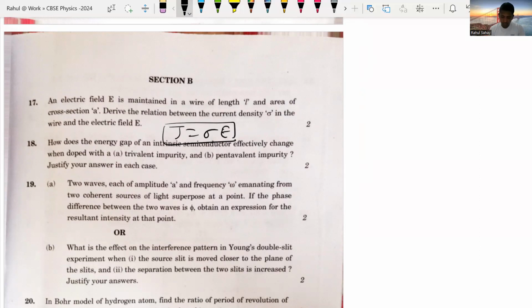Coming to how the energy gap of intrinsic semiconductor effectively changes when doped with trivalent. So when you increase the doping for trivalent, the number of holes will increase, means it becomes a p-type semiconductor, right? So the hole becomes what? Majority carrier and electron becomes what? Minority. When you dope silicon with pentavalent, then number of electrons will increase. Electron becomes majority and holes become minority. That's what you have to explain here.